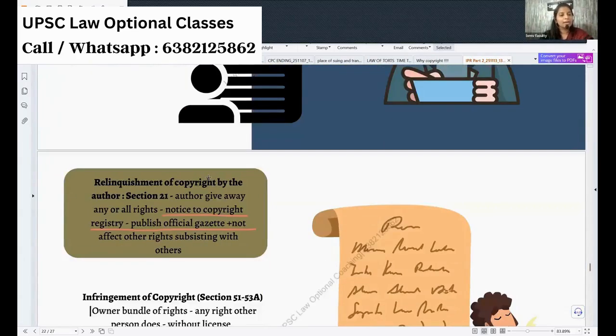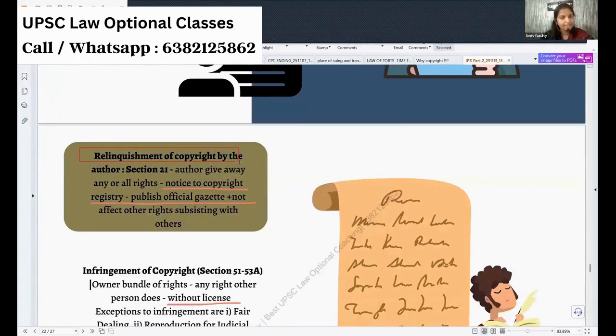Okay. Now, coming to relinquishment of the copyright, yes, the author can give away, relinquish all the copyright, but before that, they have to give a notice to the copyright registry, and the registry, after seeing all the genuineness, will publish it in the official gazette. Okay, I can relinquish my copyright as well. So even my moral rights, I can relinquish if I want.